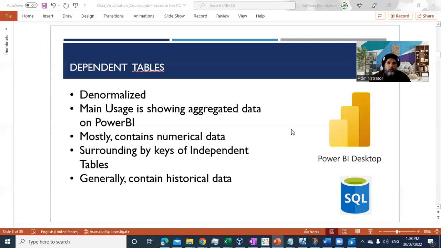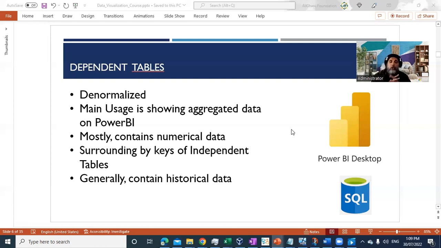The dependent table normally shows the aggregation; we normally extract the aggregate information. So for example, if we are collecting information in the dependent table, we might keep the sale information, like what price we sold the product at, what the product cost is, what the tax is, what the GST is, all these sorts of things, right? We will capture that numerical value into our system, because that value can further be aggregated. So that value is normally used in the dependent table. Like I mentioned, it mostly contains numerical data and it's surrounded by the independent tables, because the keys are coming from the independent tables, which link with this dependent table and generate the useful information on our reports or dashboards.